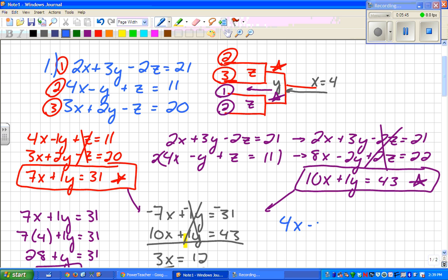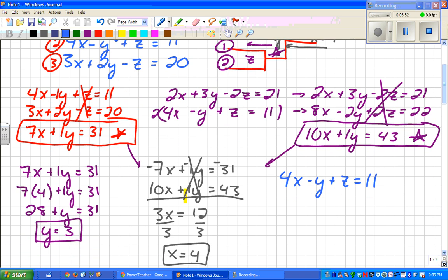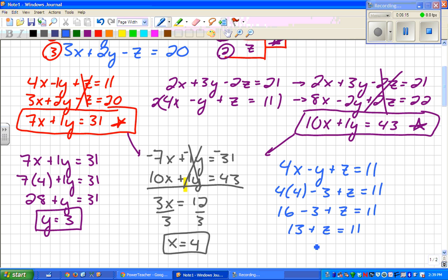4x minus y plus z equals 11. Okay. I know that x is 4, so 4 times 4, minus, and I know my y is 3. Now I just have to solve for z. 4 times 4 is 16, minus 3 plus z equals 11. 16 minus 3 is 13, plus z equals 11. And then when I subtract 13 from both sides, z becomes negative 2.